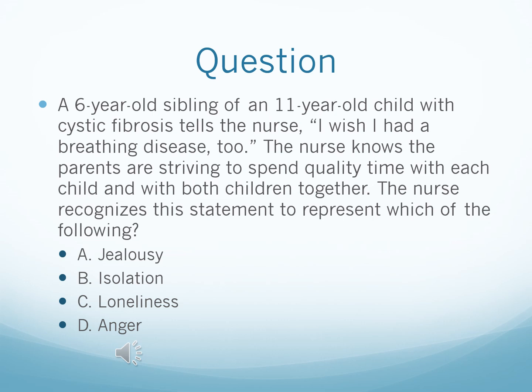I want you to go ahead and read the following question, determine what your answer will be, pause the video, and then I'll give you the answer. The answer is A. The child with cystic fibrosis has something that the younger child does not have. Cystic fibrosis brings the affected child more attention than others. Even if the parents make efforts to spend more time with the siblings of ill children, the well child will be jealous because the situation can never be equal. The 6-year-old child doesn't understand the complications of the disease and only sees the 11-year-old as being treated differently.